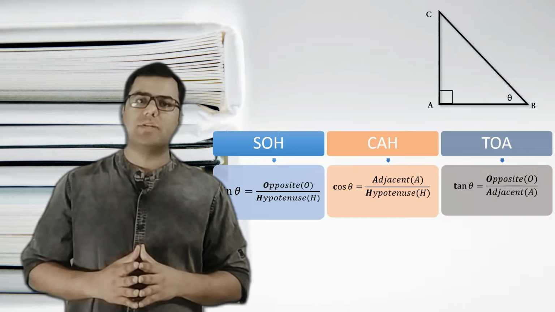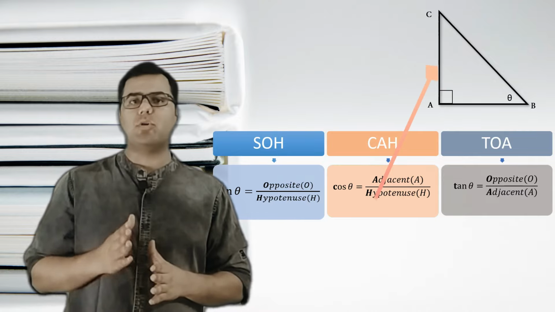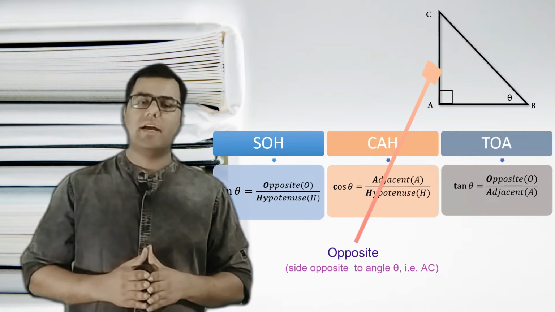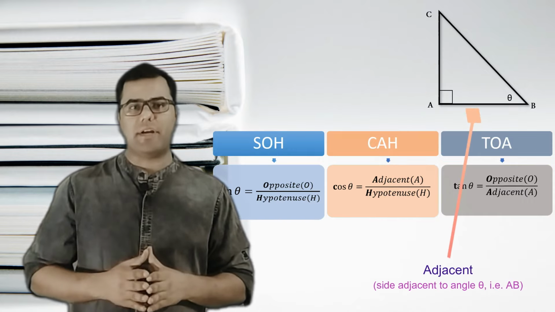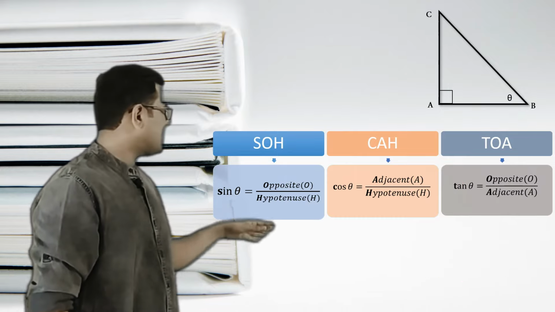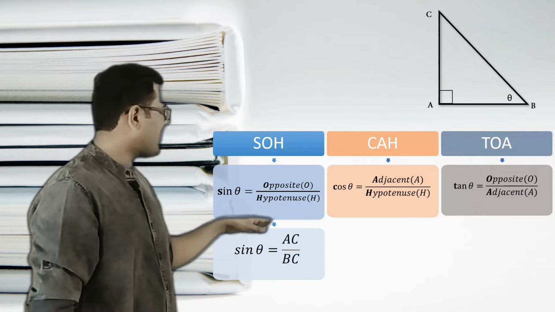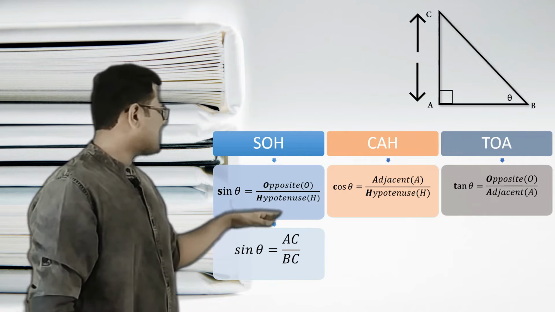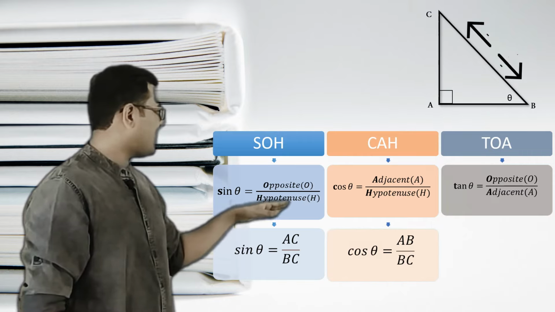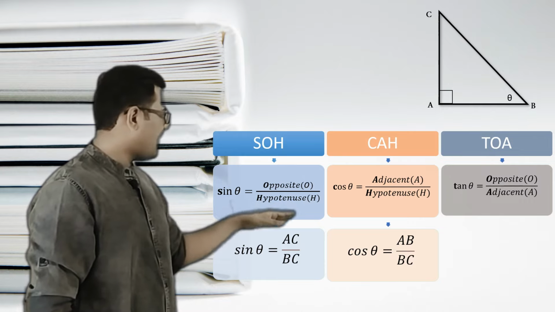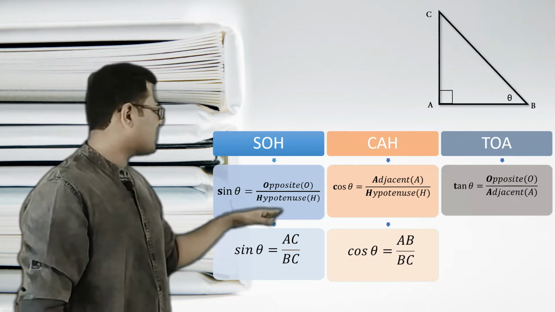Here, one very important thing you must remember is that students also many times confuse what is opposite and what is adjacent. Always remember that the side opposite to angle theta is always opposite, while adjacent is the side which is making angle theta with the hypotenuse. So for this right triangle ABC, sin theta is opposite divided by hypotenuse, that is AC divided by BC. Similarly, cos theta is adjacent divided by hypotenuse. Adjacent is AB because it is making angle theta with the hypotenuse, and hence cos theta equals AB by BC.